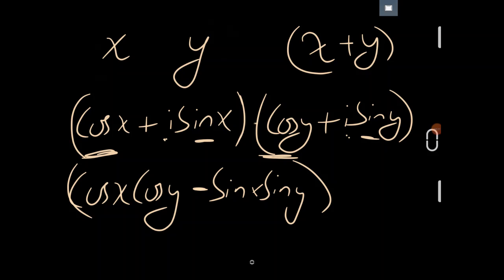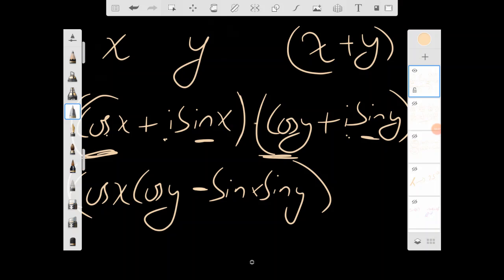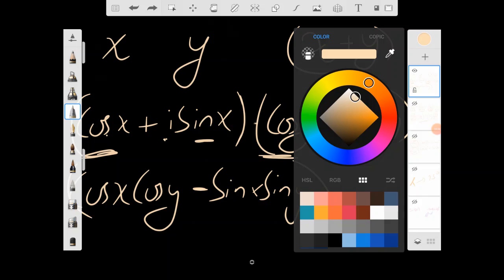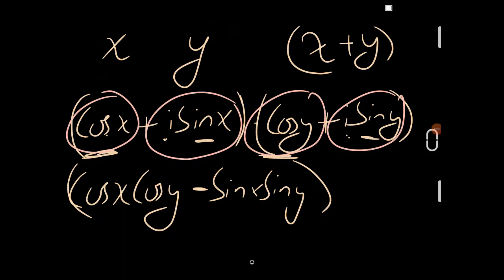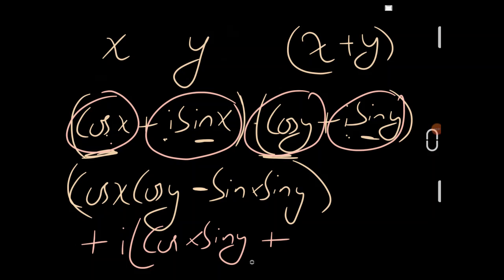Then what will be the imaginary part? The imaginary part will be cos x into i sin y and i sin x into cos y. So it will be plus, I'll take i common. So cos x sin y, i is already taken, plus this term sin x cos y, i am already taken outside, so sin x cos y.